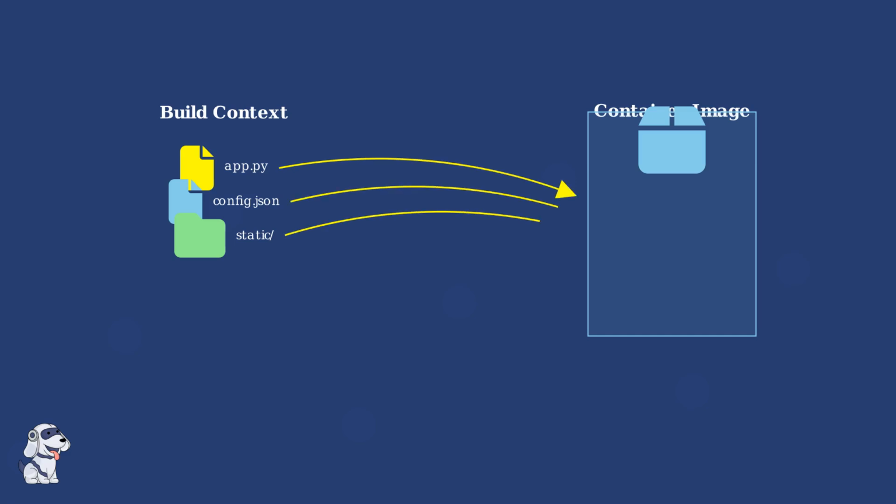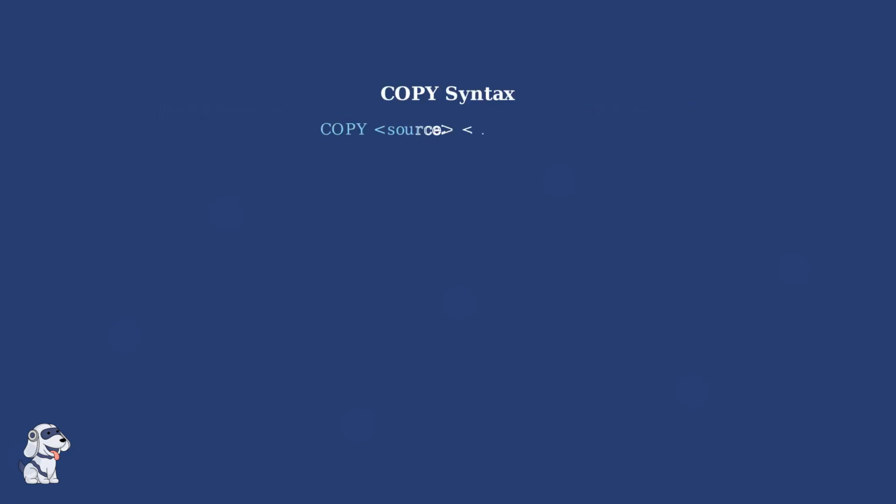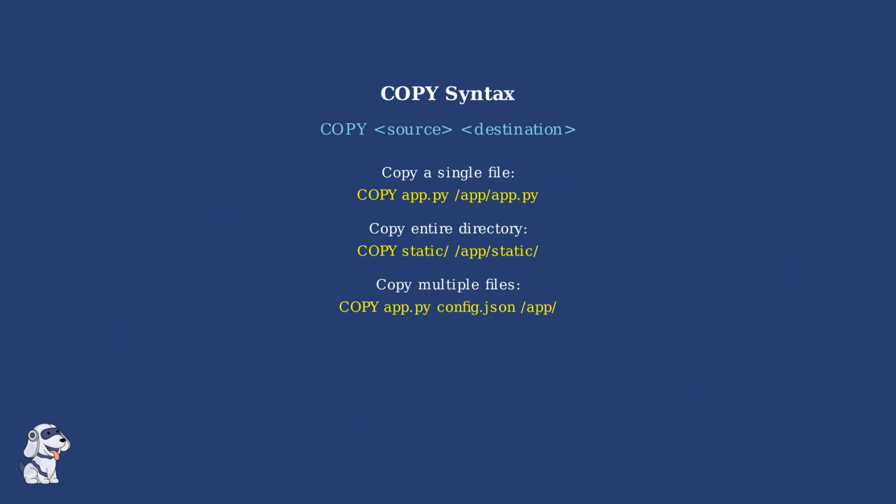The copy instruction creates a bridge between your local files and the container. Each file or directory you specify gets copied into the container image at the location you define. The copy instruction follows a simple syntax pattern. You specify the source file or directory from your build context, followed by the destination path inside the container. Here are three common examples. First, copying a single file like your main application file. Second, copying an entire directory like static assets. Third, copying multiple files at once to the same destination.